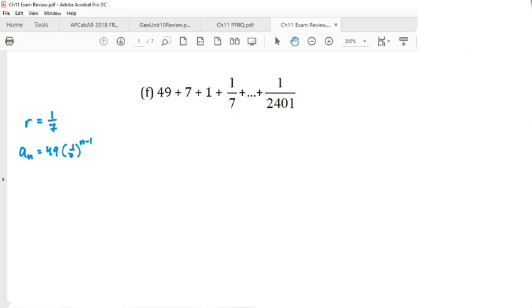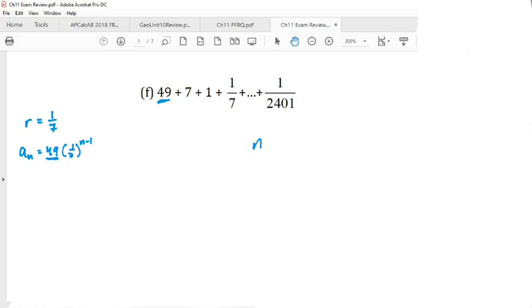Now, when n minus 1 is your exponent, you know that this right here is your first term. We could already see that just by looking at it. So 49 is our first term. We need to know that for later. How do we find the number of terms there are? That's why we're doing this. Sorry, I should have said that before I started. We're trying to find the number of terms there are.